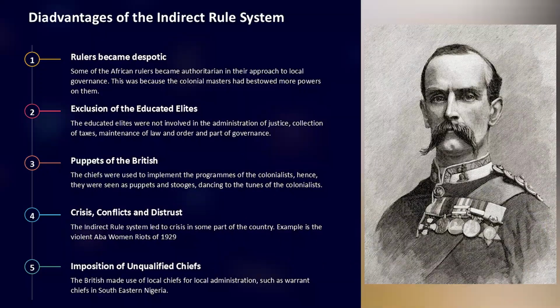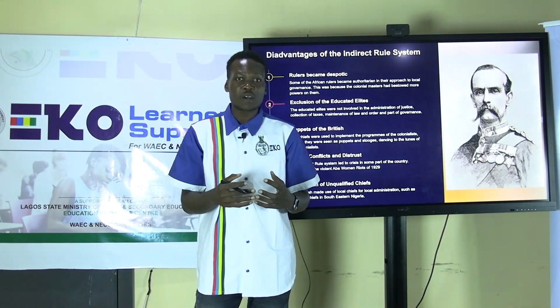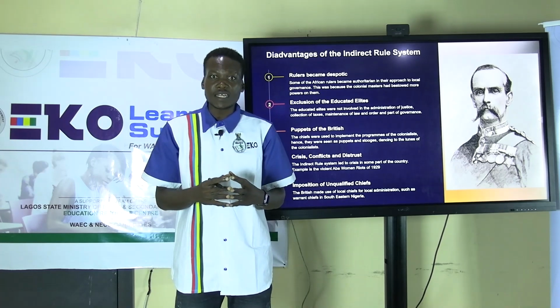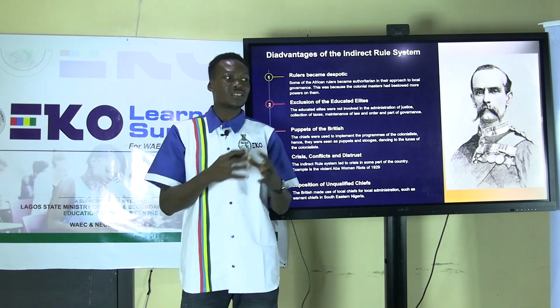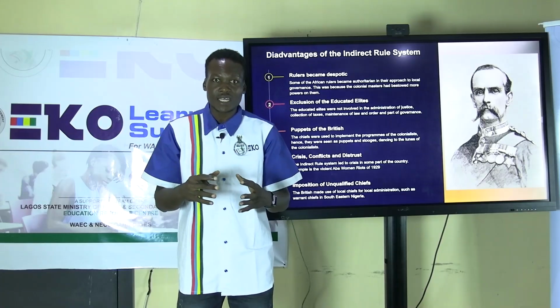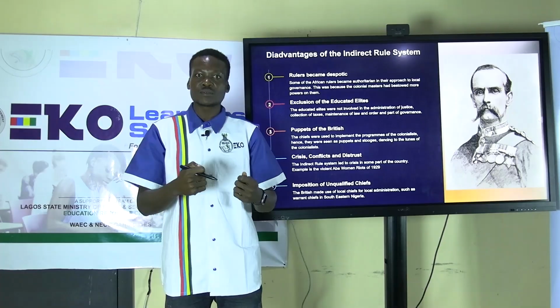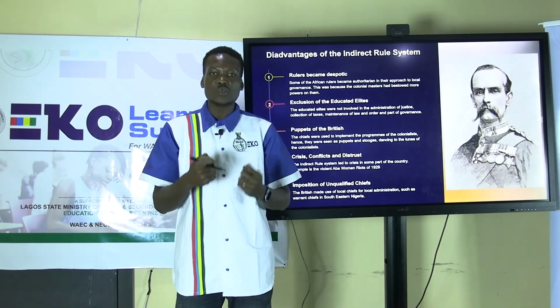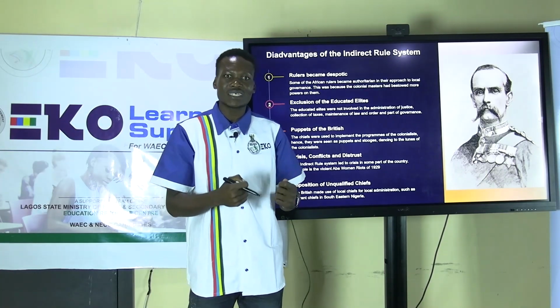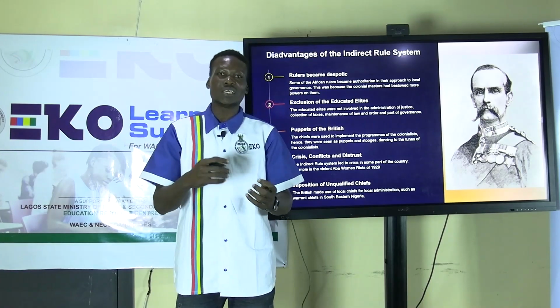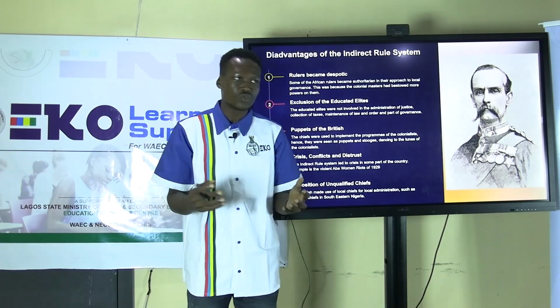Also, puppets to the British. As time went on, the traditional rulers became stooges or puppets to the British. Our traditional rulers that we hold in high esteem, that are supposed to be in charge of the day-to-day affairs of the region, now became puppets, whereby they have to say yes ma'am, yes sir to the colonialists. Whatever the colonialists asked them to do, that is what they ended up doing, which is not too good.